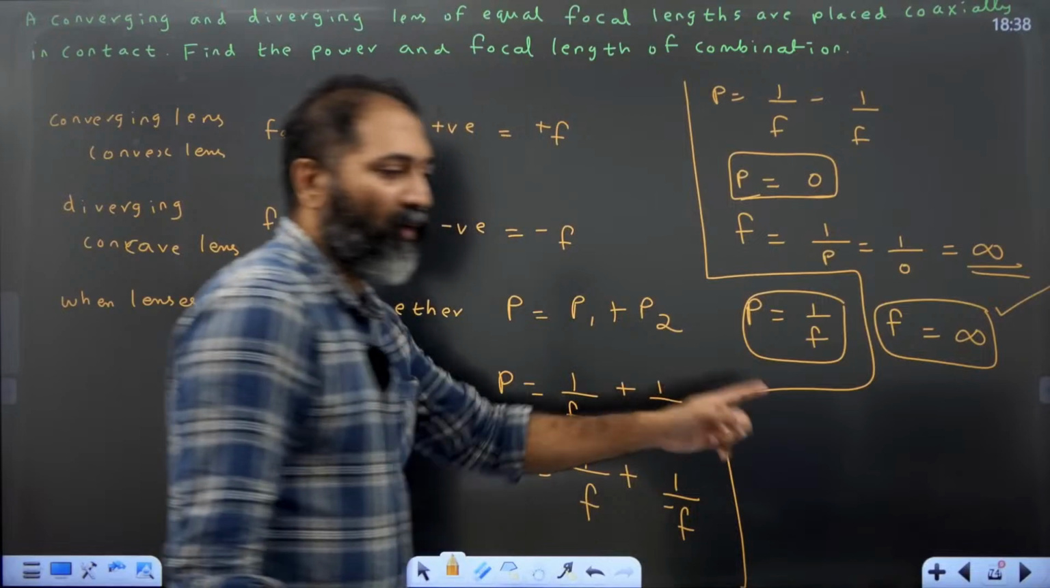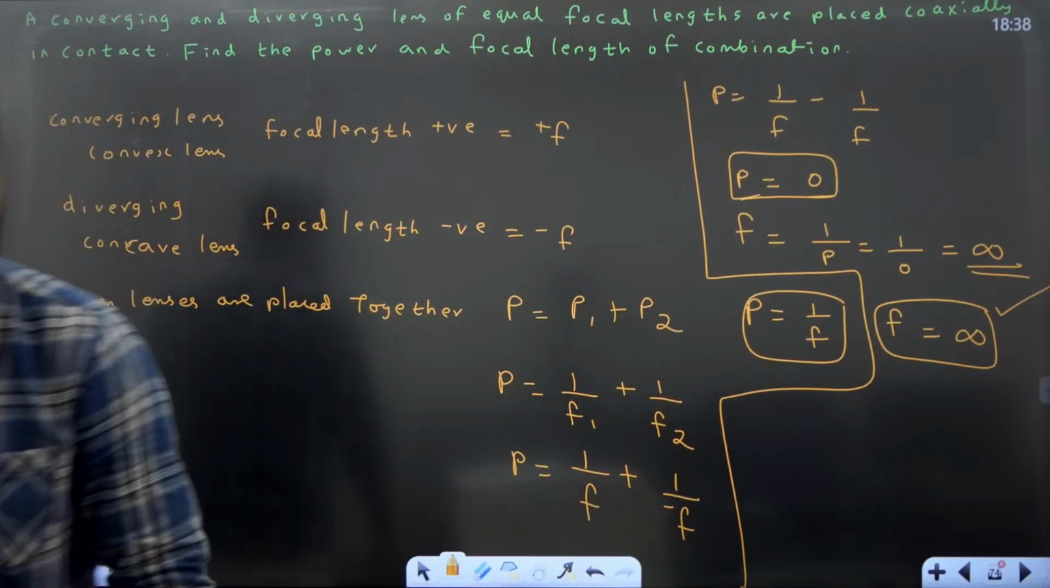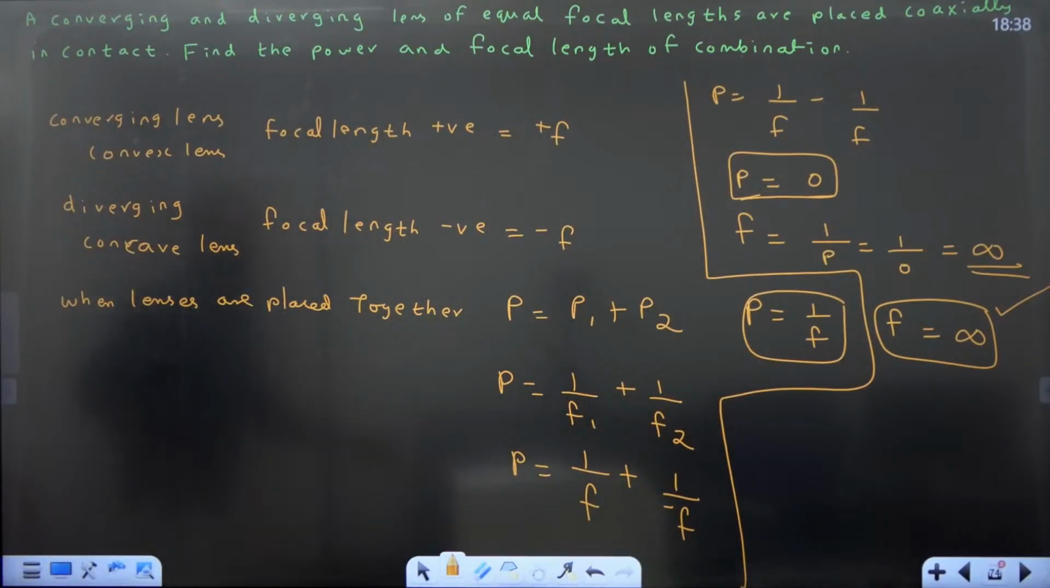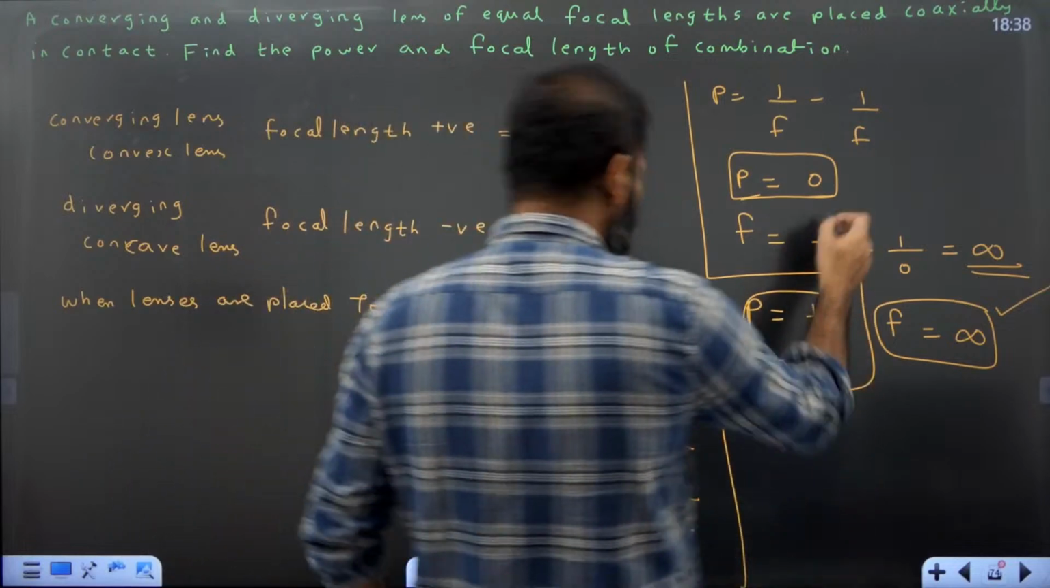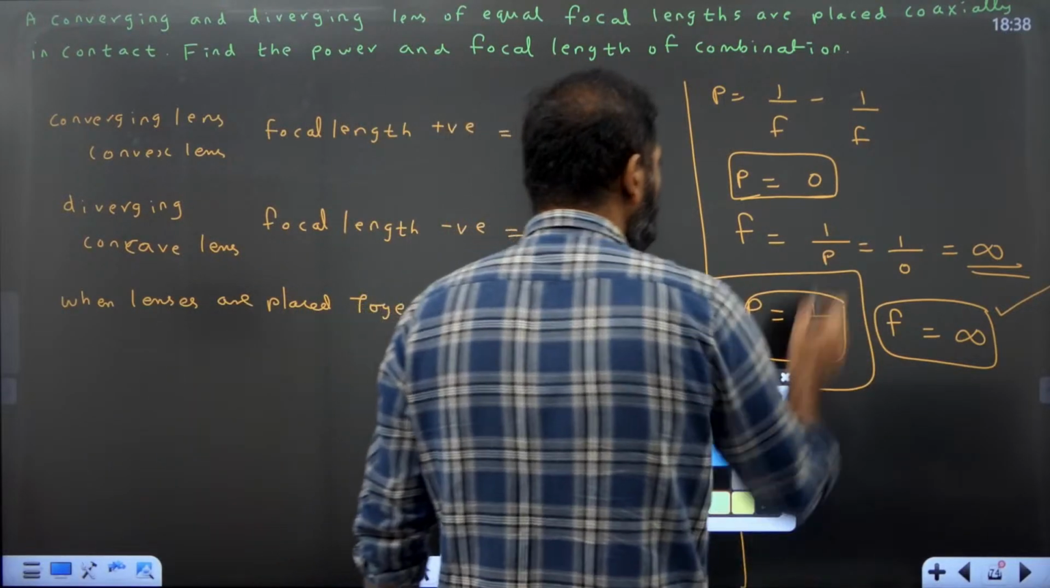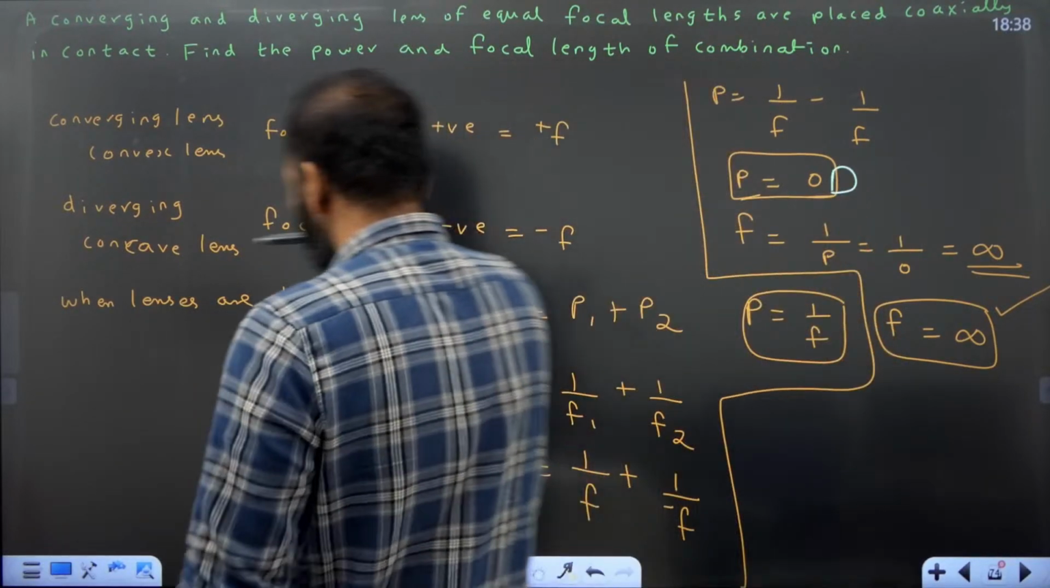Any doubt? This problem is based on combination of lenses. Yeah, total power 0 diopter. Navani, thank you for correcting me. Total power should be 0 diopter.